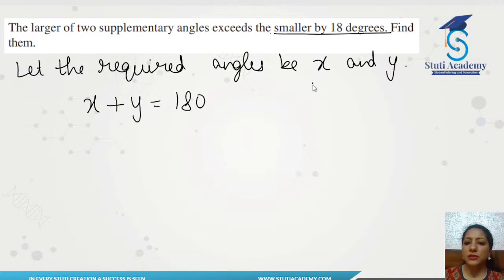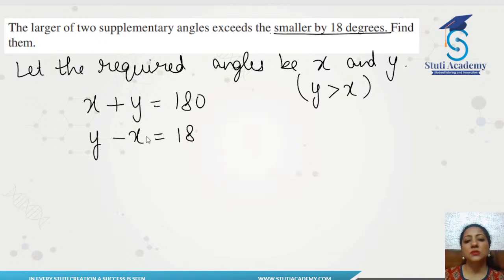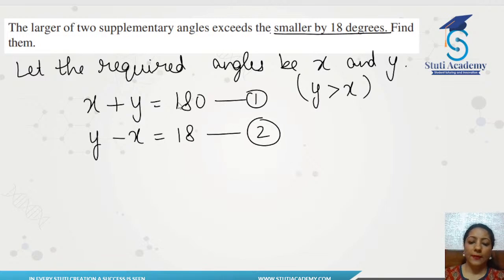So we are going to first mention that y is greater than x. You can also write x is greater than y. That's okay. Accordingly, you will frame the next equation. So the larger of the two supplementary angles, that means I'm talking about y here, exceeds the smaller by 18. So y minus x, the bigger one minus the smaller one, is equal to 18. The difference between these two angles is 18. Let's name this as equation 1 and this as equation 2.